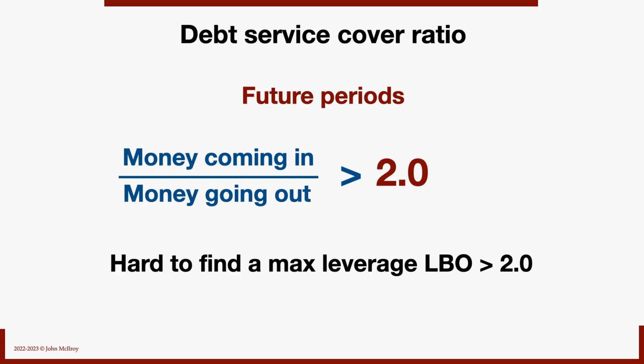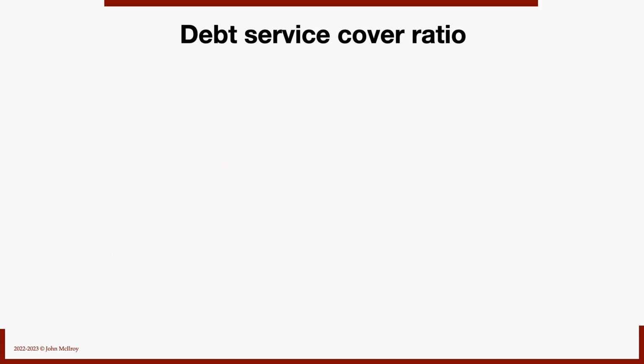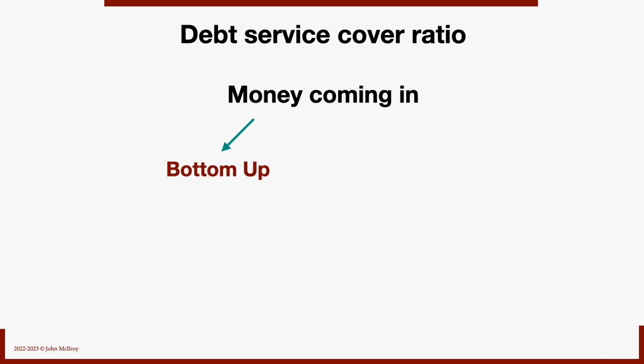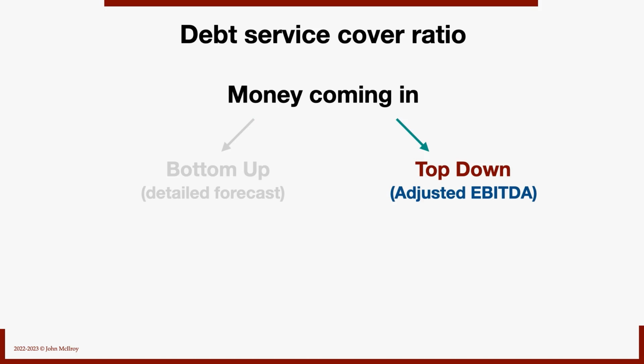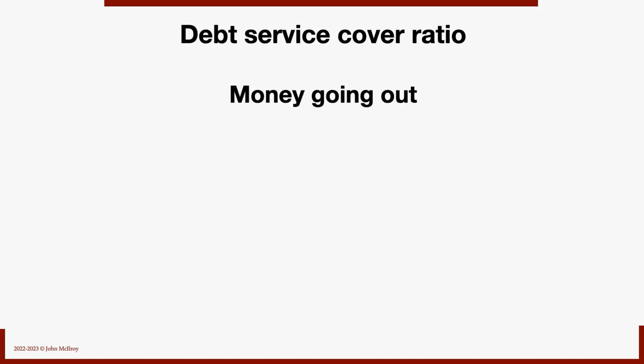Having said that, it'd be pretty hard to find a max leverage LBO type situation where you have a payment cover greater than 2. Not easy to find. In terms of the money coming in, where's that number going to come from? Well, we could do a bottom-up detailed forecast, and in fact, we probably will do that in due diligence. But on a first pass, we'll probably use a more top-down number and just look at existing historical adjusted EBITDA to determine how much money we believe is going to come in for the purposes of calculating debt service cover.